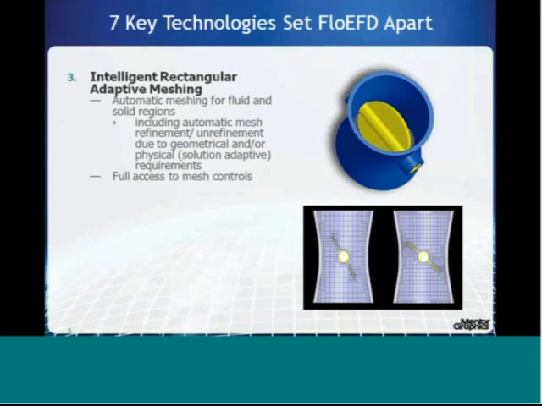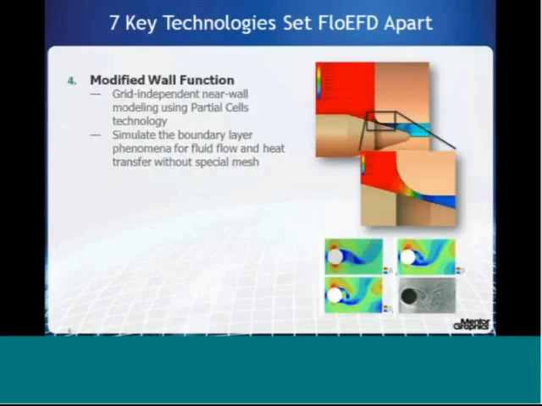FloEFD features automatic meshing for fluid and solid regions, including automatic mesh refinement or unrefinement, which adapts to geometrical and or physical requirements, for example, thin, narrow channels, areas of high temperature, flow gradient, and things like this. Thanks to this technology, you can expect to spend significantly less time on meshing with FloEFD than you do on the traditional CFD tools.